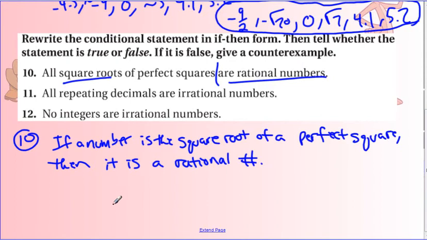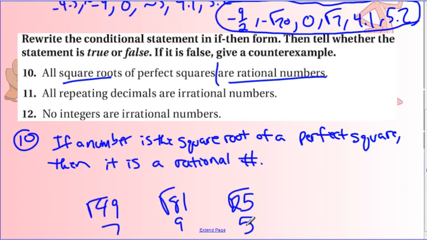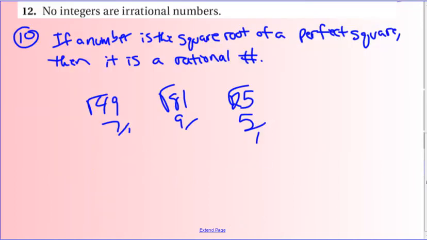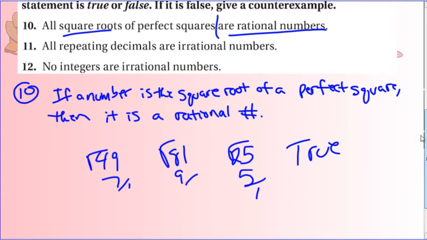Well, that's a perfect square, and that's a perfect square, and that's a perfect square. So if I take the square root of it, are those answers rational numbers? Can you write them as fractions? Absolutely you can. You could put that 7 over 1, 9 over 1, 5 over 1. So that is true. And that was number 10.